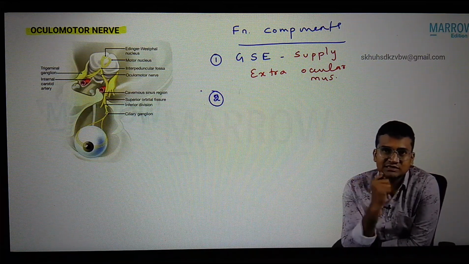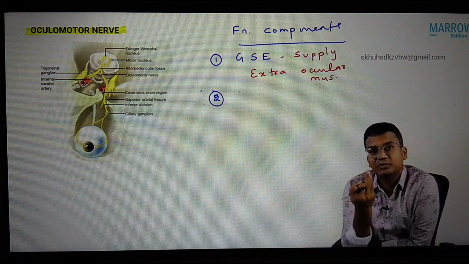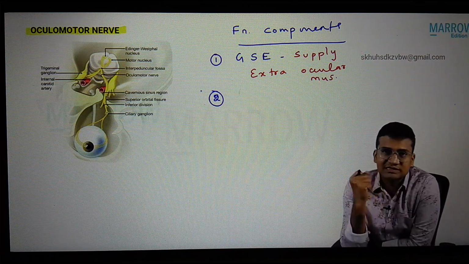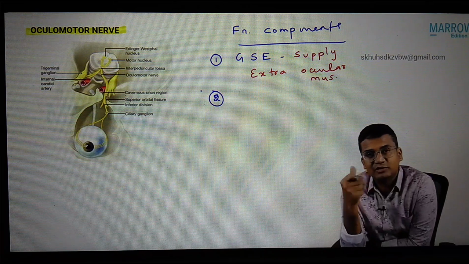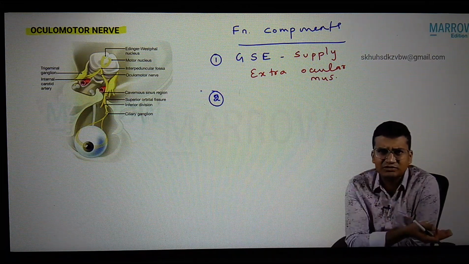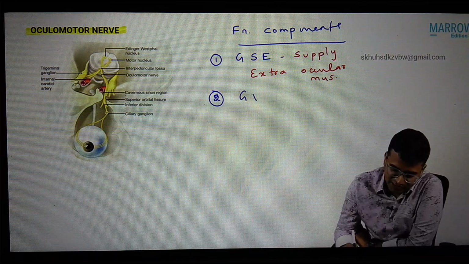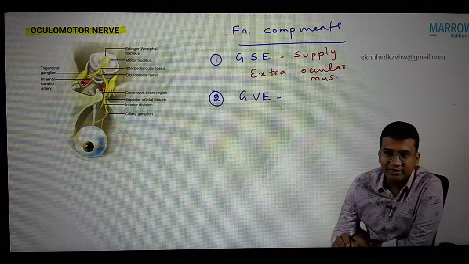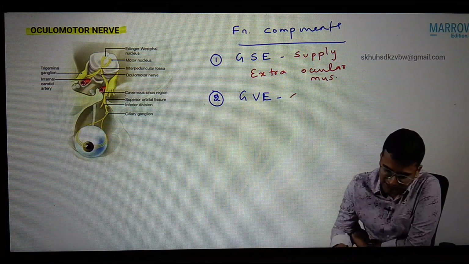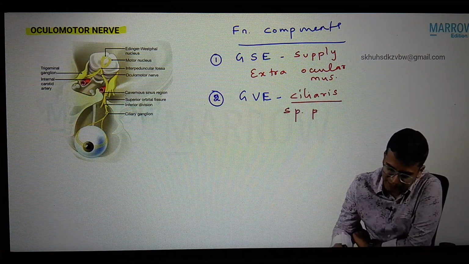Number two, this oculomotor nerve is not only supplying the extraocular muscles, it is also supplying two more muscles, smooth muscles. One is ciliaris, another one is sphincter pupillae. These two muscles get the nerve supply from the Edinger-Westphal nucleus. The third nerve carries the fiber via the ciliary ganglion. Just now I told you the ciliary ganglion discussion. So they also carry general visceral efferent fiber. So the parasympathetic column supplies two muscles. What are those? Ciliaris and sphincter pupillae muscle.